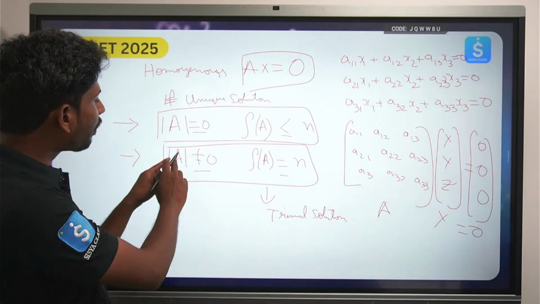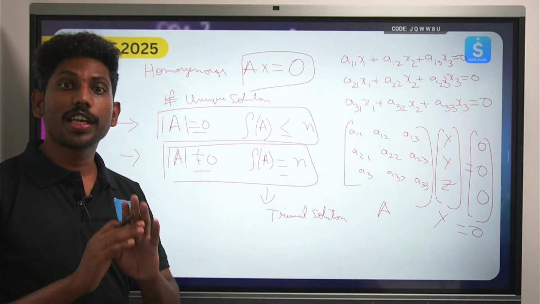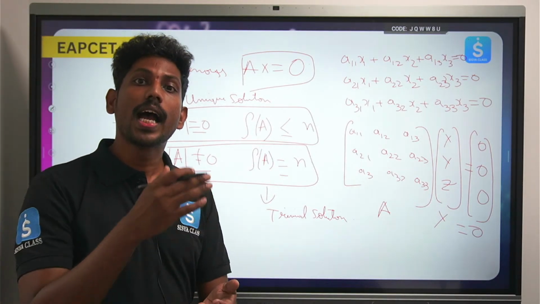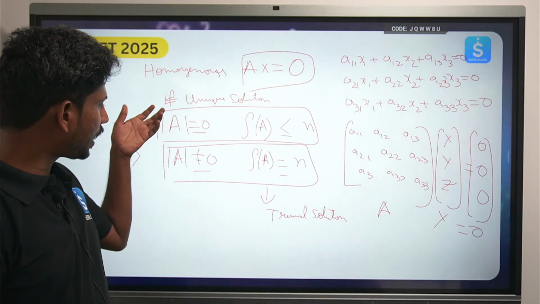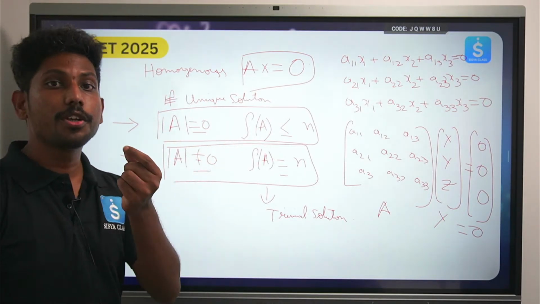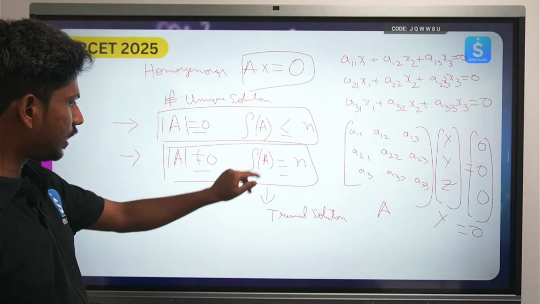So whenever we have determinant not equal to 0, then we have 0 solution. 0 solution ante anni solutions is 0 0. That is trivial solution. Whenever determinant is equal to 0, and then we have a unique solution. Okay, so ఇది మటుకు ద సేమ్.